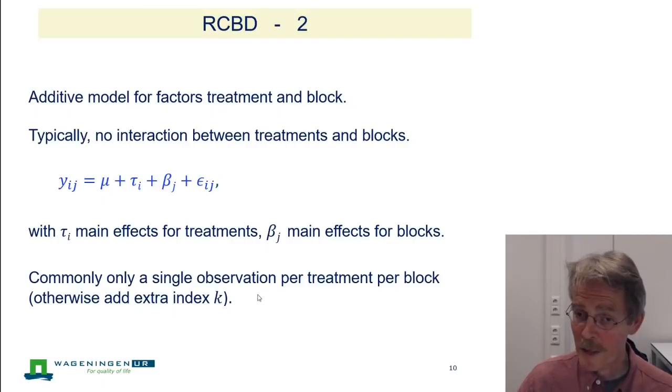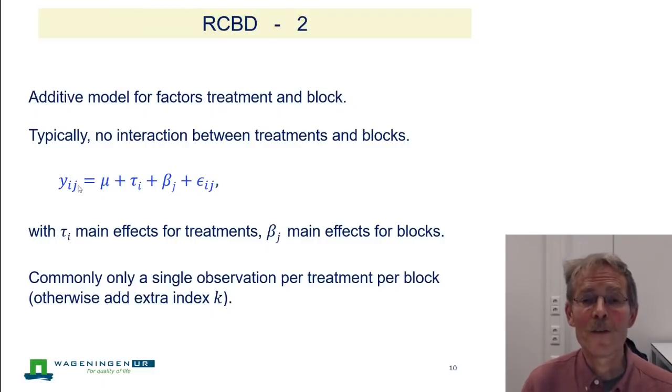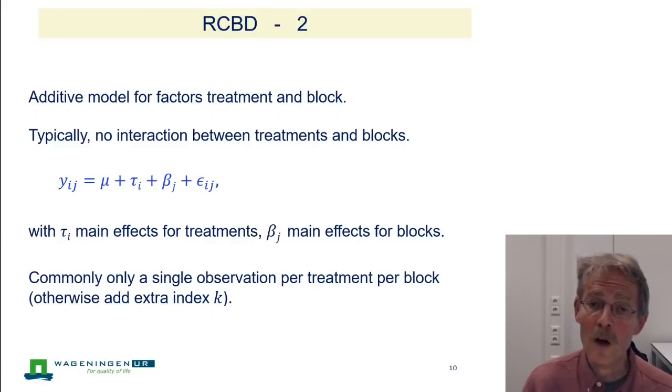And commonly we have a single observation per treatment per block, like in the example, but if we have more, we have to add a k here and here to number the repeats of the same treatment in the same block. This is an additive model, as you already know. So no interaction is involved between treatments and blocks. There are no terms tau beta. Actually, they're hidden in the error terms over here.